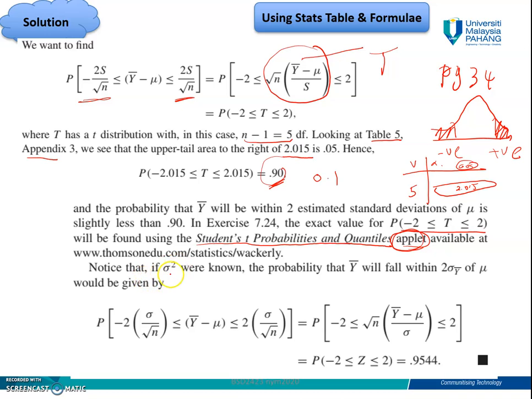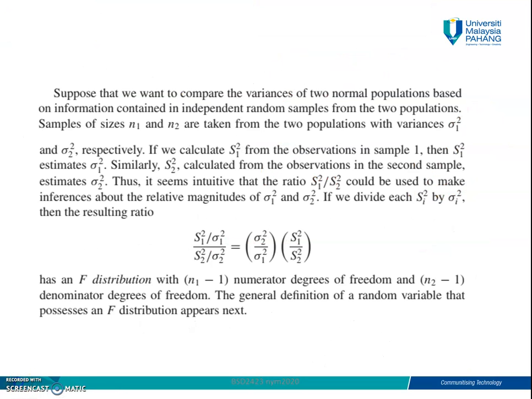Notice that if sigma square were known, the probability that y bar will be within 2 sigma y bar of mu is given by 0.9544. This is the exact value, but what we get from the calculation considering continuity correction is 0.9. This comes from S square, a little bit, but the proof will be in the next video.